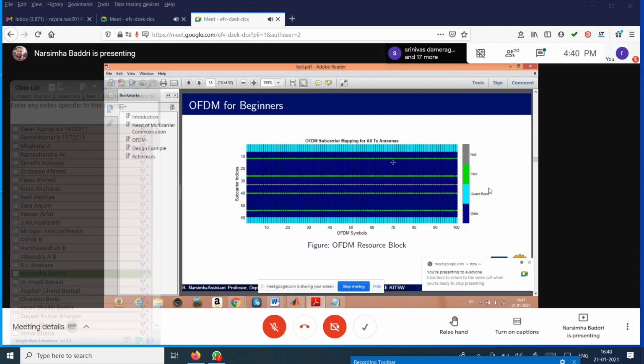Because OFDM has some disadvantages, that is spectral leakage. The spectrum will be leaked into other bands. That is the reason why we place some guard bands for the initial carriers and the last carriers, to not spread this spectrum into other bands. So this resource block will give you all the information: what are the carriers which are carrying the data, pilots, and unused carriers.